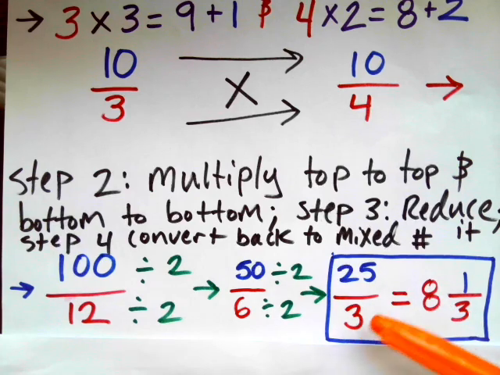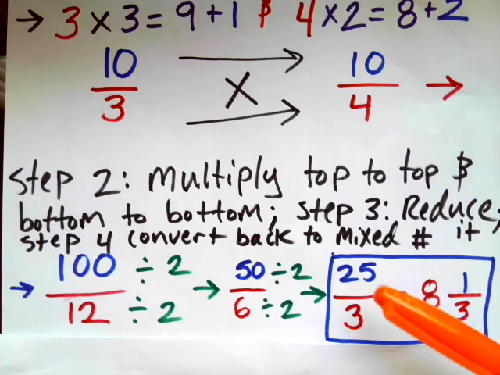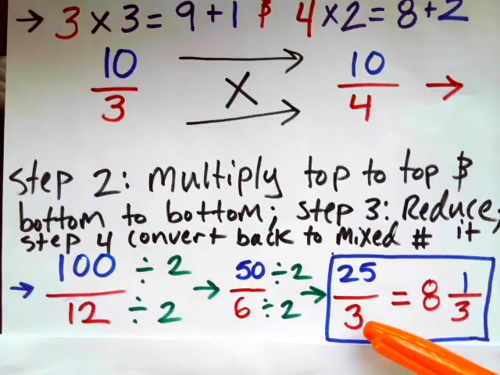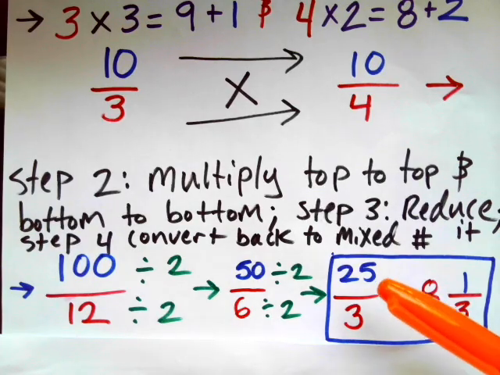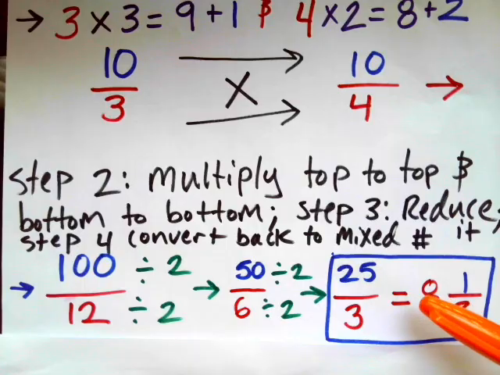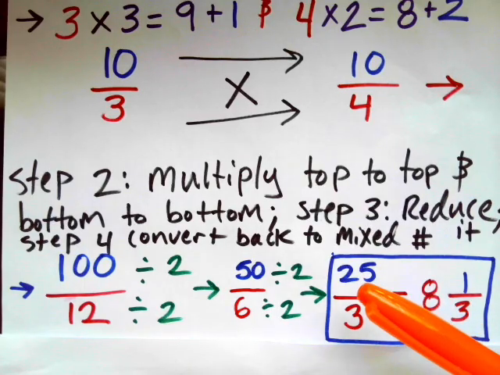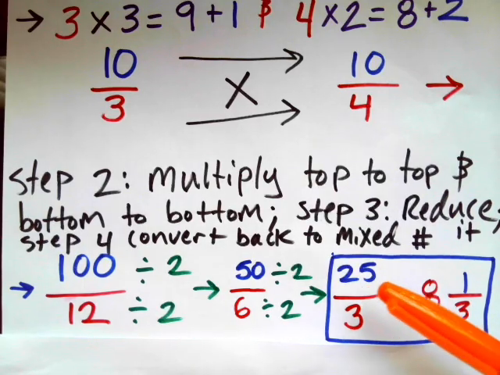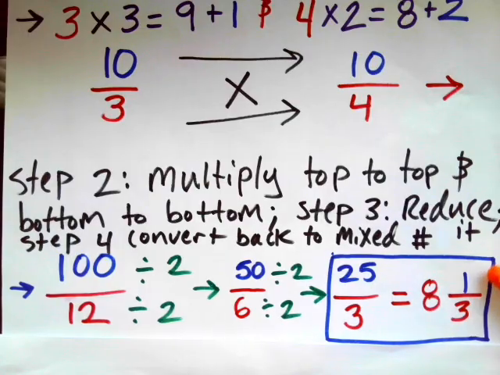Again, 3 times 8 is 24. So 25 can be divided by 3 8 times. And so I'll subtract and get a remainder. What's 25 minus 24? That leaves me a remainder of 1. The remainder is going to be that top numerator number, and the denominator always stays the same.